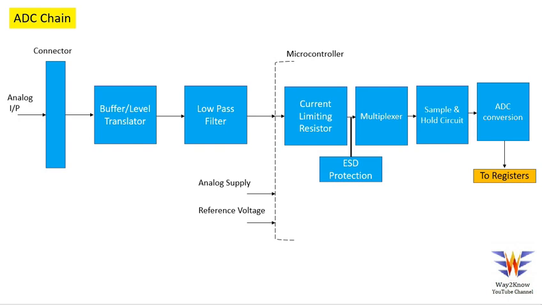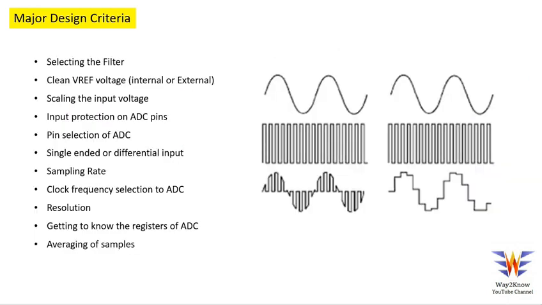And then moving further, what are the major design criteria associated with the ADC? So the first thing, as we said, is that a low pass filter is required. So selecting the filter is very important. You need to know the frequencies associated and then select the filter.